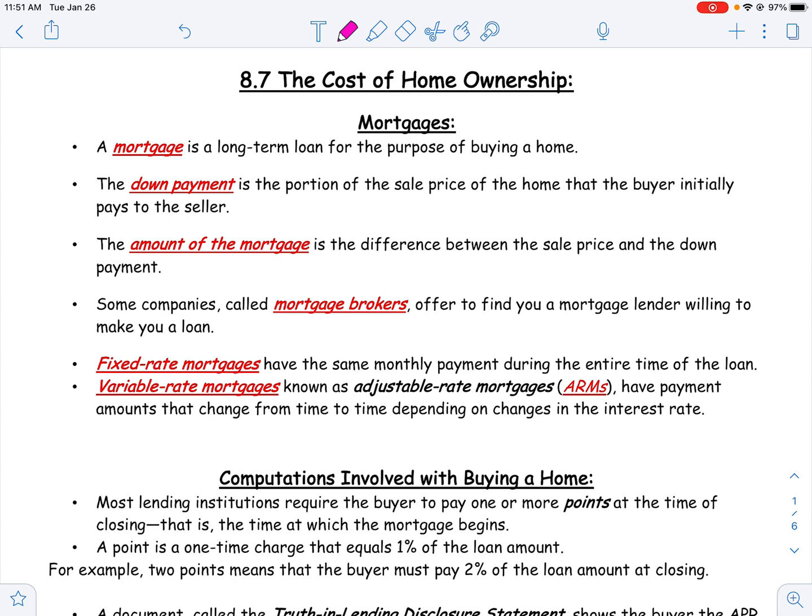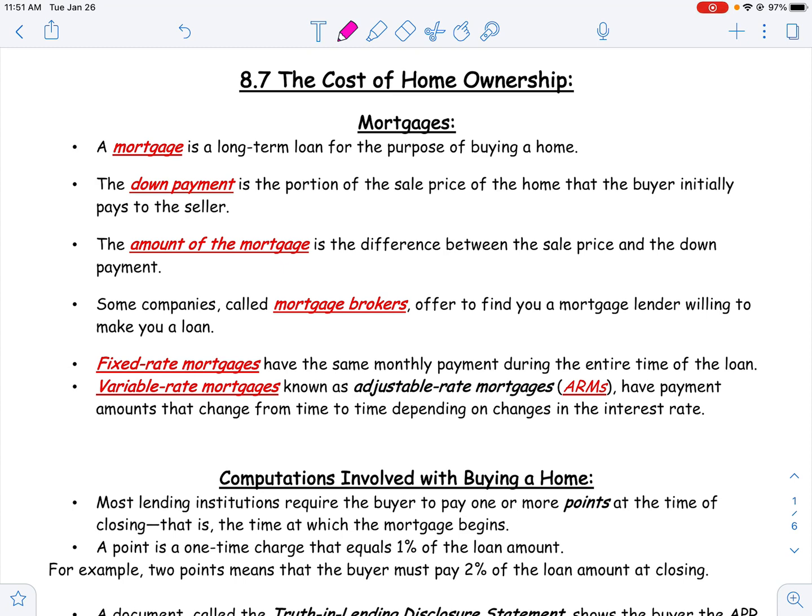Now you can take out a couple different types of mortgages. One is called a fixed rate mortgage. It has the same monthly payment for the entire time of your loan, which means it's based on the same interest rate for the whole entire time. Your interest doesn't change, your payment doesn't change.